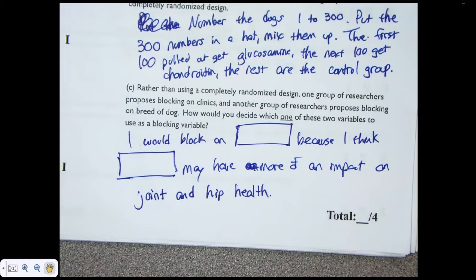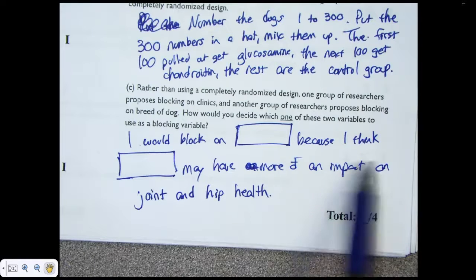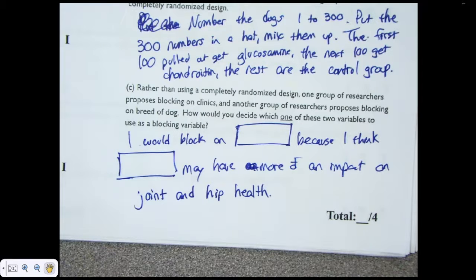So I think you could look at it and be like, well, yeah, some dogs are going to react differently to medicine than other types. Or you could have been like, well, the way the clinic treats the dogs may have some kind of impact. I think you can argue both. They accepted both as long as you justified it and said, because I think it may have more of an impact on the hip health.